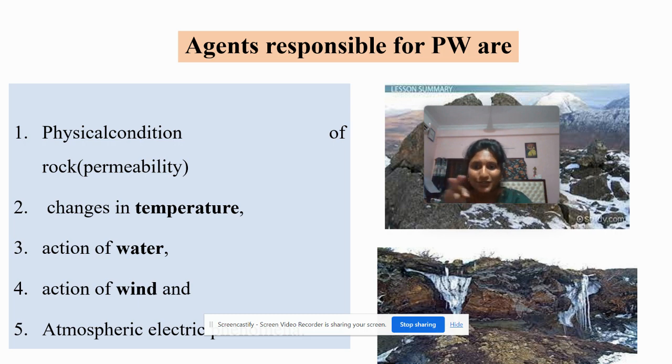Due to the action of wind, forceful wind, the rock may also be tilted away and get broken. And action of water, action of wind, and atmospheric electric phenomena. These are the agents which are responsible for physical weathering, that is breaking of rock.